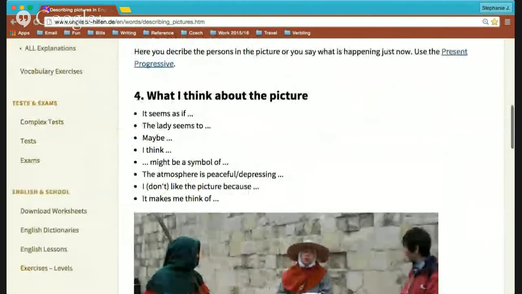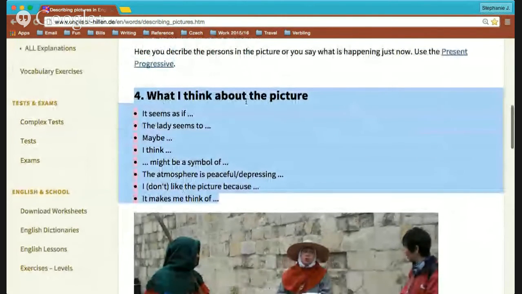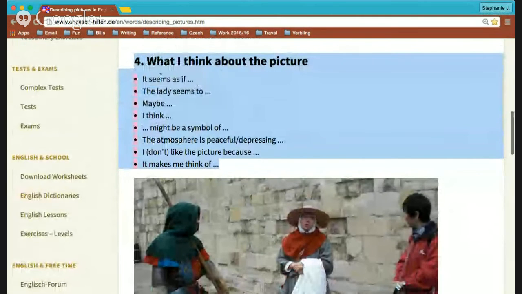And then last, but very important and very interesting, it's good to express your opinions about the picture or what you think. So you might use any of these phrases. It seems as if, the lady seems to, maybe, I think, might be a symbol of.